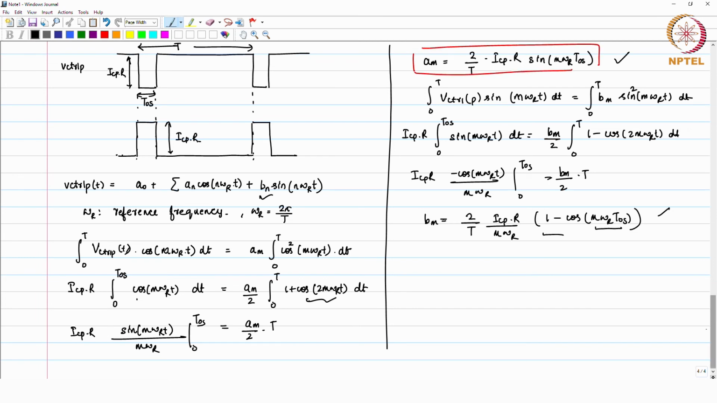When we focus on this particular component, and the DC component, we know that the DC component is going to be cancelled by the other offset component. So, in this case we can write the V control P voltage as a m, which is 2 by T times I_CP R divided by m times omega r, times sine of m omega r t offset.